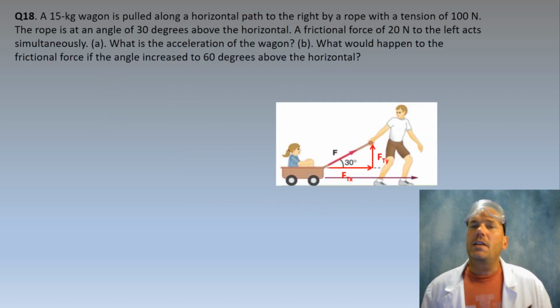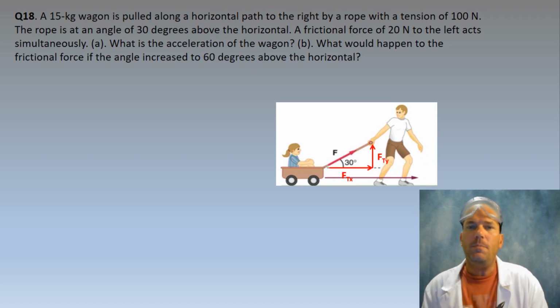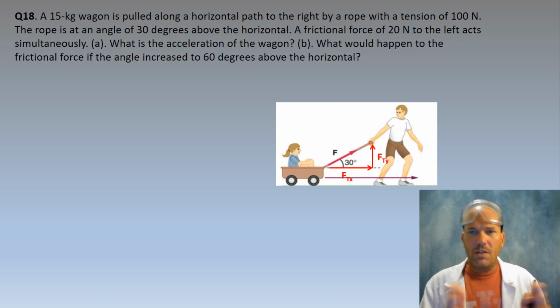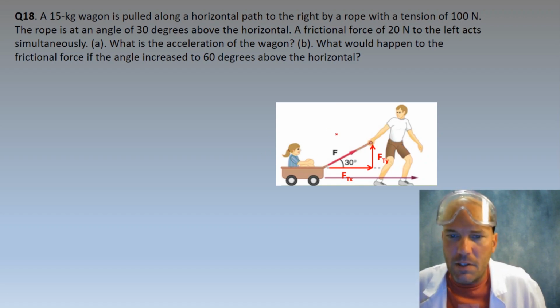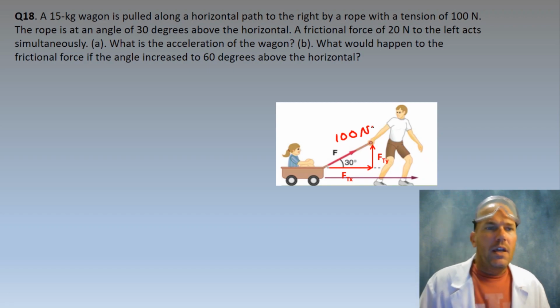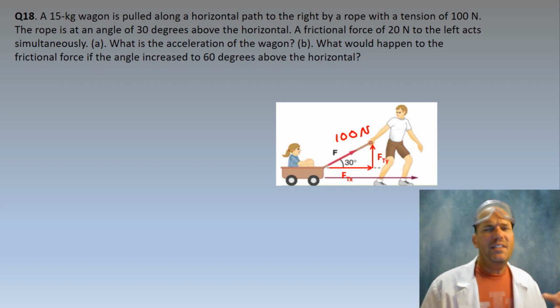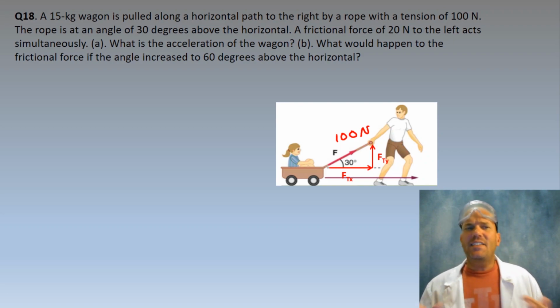In question 18, a 15-kilogram wagon is pulled along a horizontal path to the right with a rope that makes an angle of 30 degrees above the horizontal. The tension in the rope is 100 newtons. So that means that our hypotenuse here is 100 newtons. The rope is at 30 degrees, as I said, and a frictional force of 20 newtons to the left, remember, it's opposing the direction of motion, is acting simultaneously.